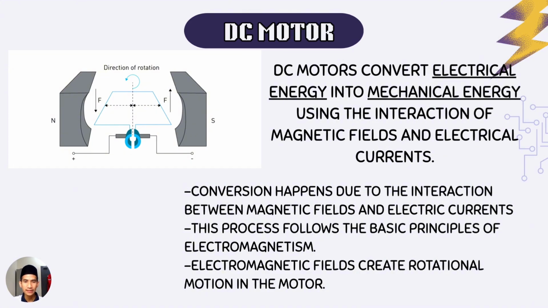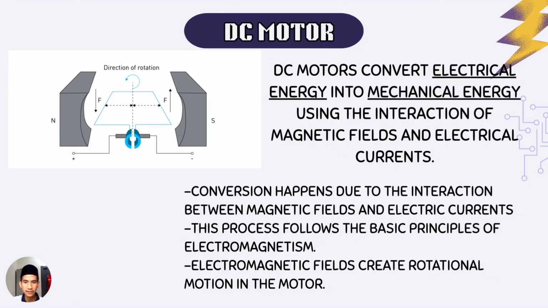As a result, the electromagnetic fields create rotational motion, which causes the motor shaft to rotate. This rotation can then be used to drive machines or mechanical equipment. A DC motor can be found in an electric fan.